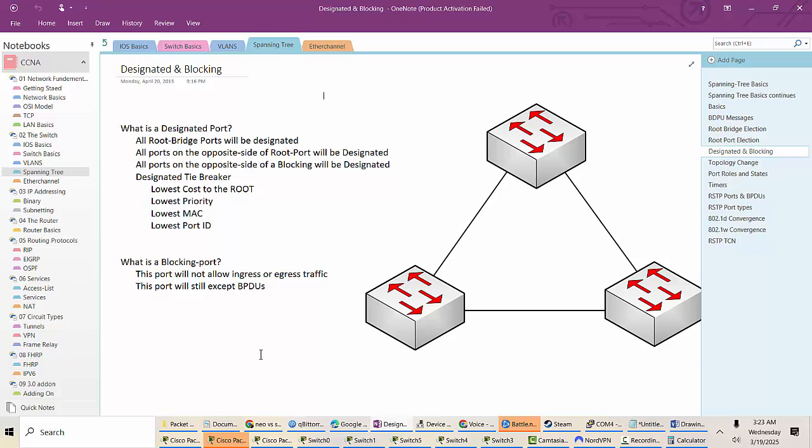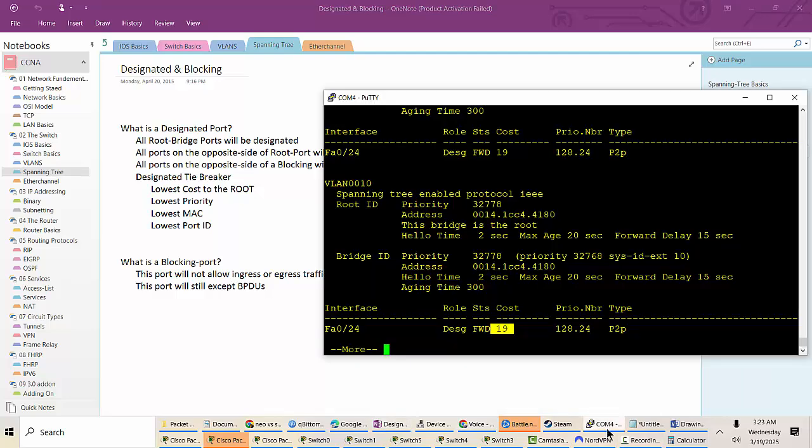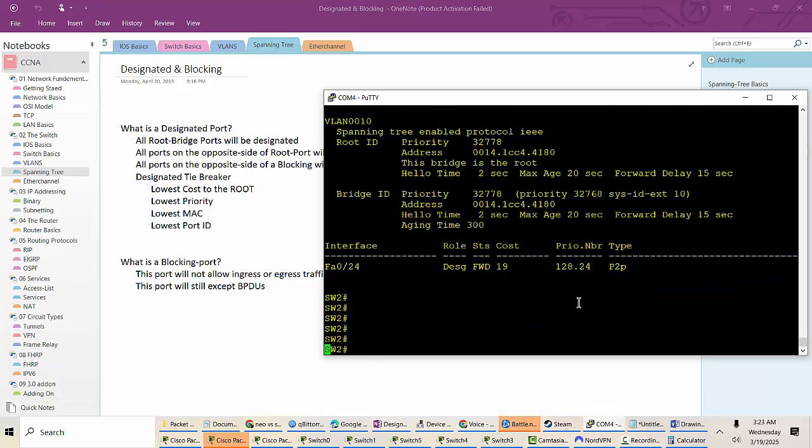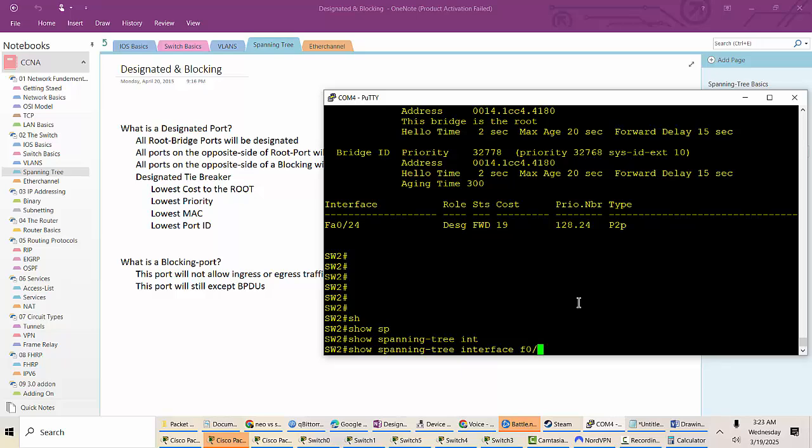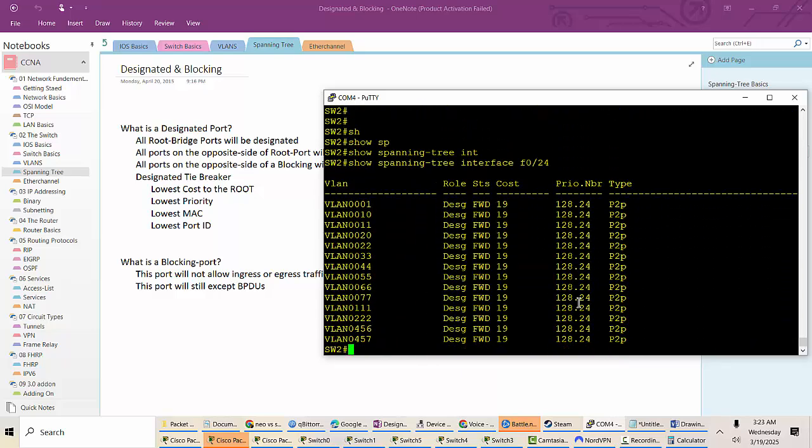Now, designated tiebreakers: lowest cost to the root bridge, lowest priority, lowest MAC, lowest port ID. Now let's take a look at that port ID. Fa0/24. Now, check this out.